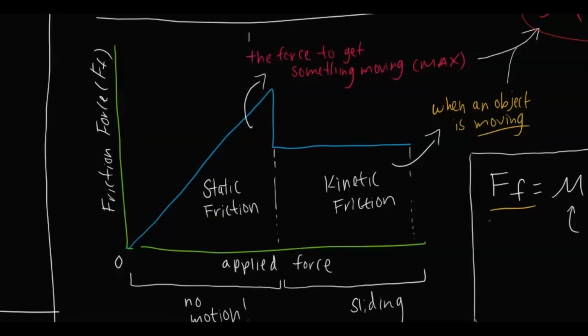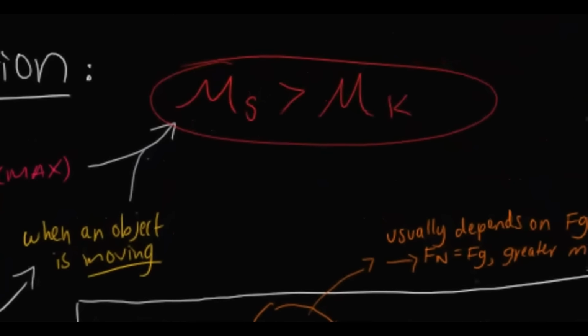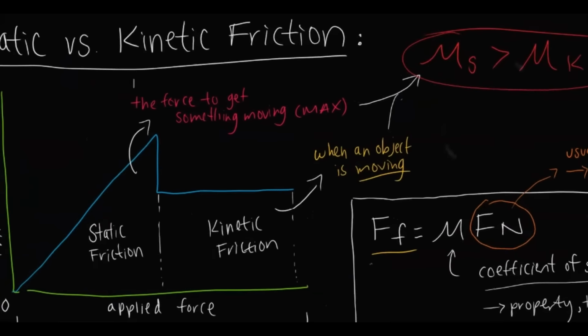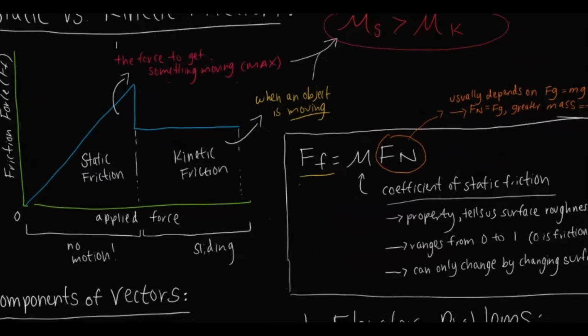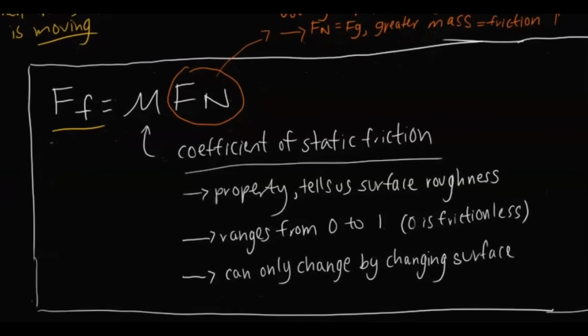But once you do get it moving, now you're going to have kinetic friction, which is the friction that opposes the object when it's moving. So static friction will always be greater than kinetic friction because it takes more force to get something moving than to continuously have it move after the initial force.